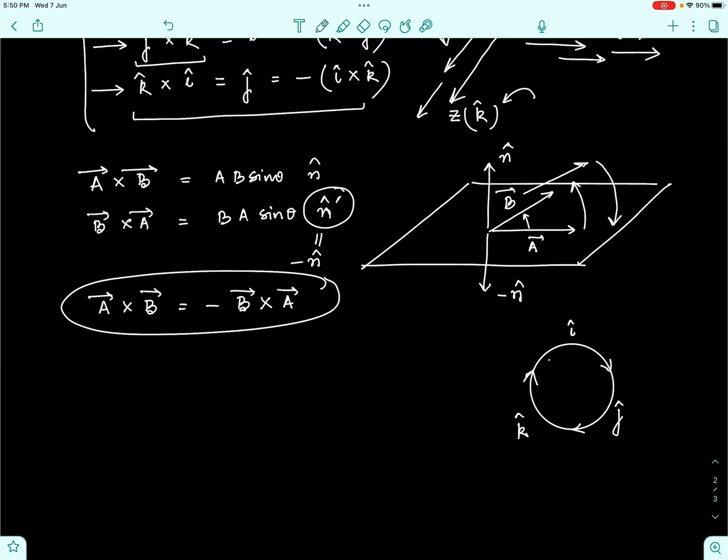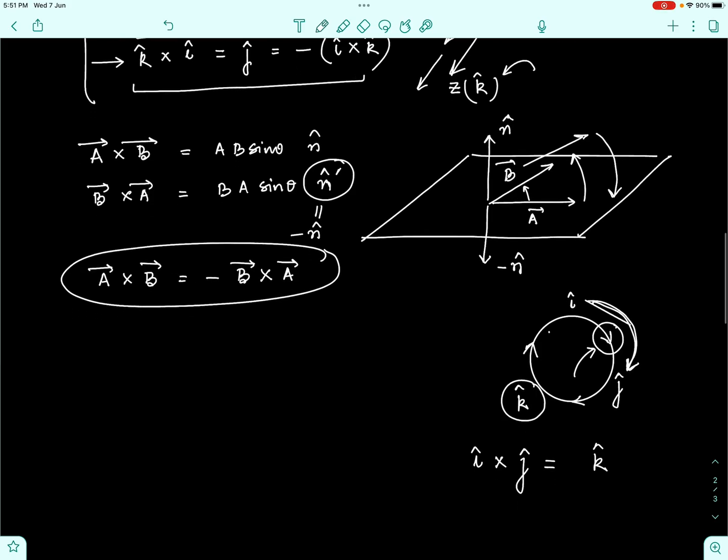Let's try to do i cap cross j cap. For doing i cap cross j cap, I will have to move from i cap to j cap. And in the process of moving from i cap to j cap, I have moved in the direction of this arrow, right? So the answer for i cap cross j cap will be equal to the third unit vector, which is k cap, with a plus sign. Why a plus sign? Because we have moved in the direction of the arrow.